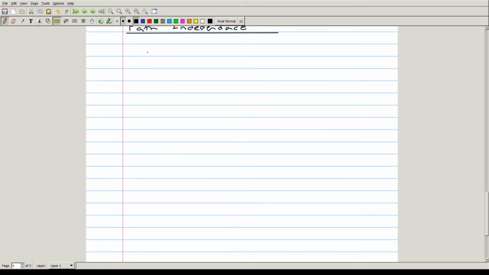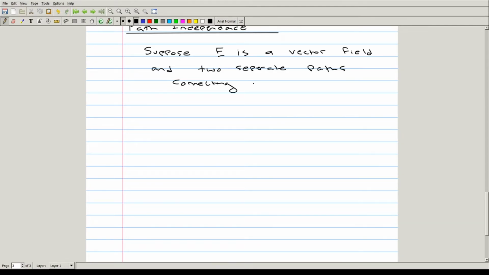So suppose we have a vector field F, and two separate paths connecting points R and Q. The picture here looks like you have R, you have Q, you'll have some path, call it C1, and some path C2.